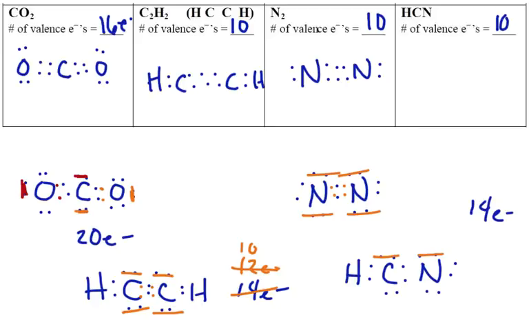We take away a pair, take away a pair, make these guys share. Take away a pair, take away a pair, make these guys share. And our final picture looks very similar. We have a triple bond. So these last three here all have 10 valence electrons, and they all have very similar pictures.